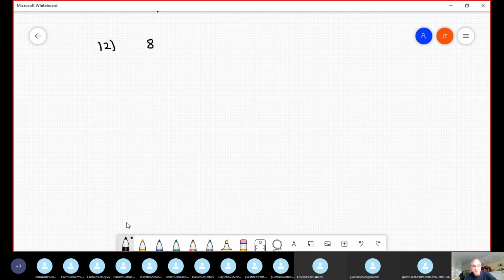It's (ax plus 1) divided by (x minus 1)(x squared plus x plus 1).